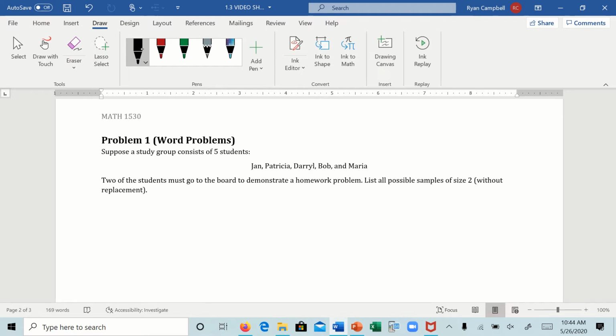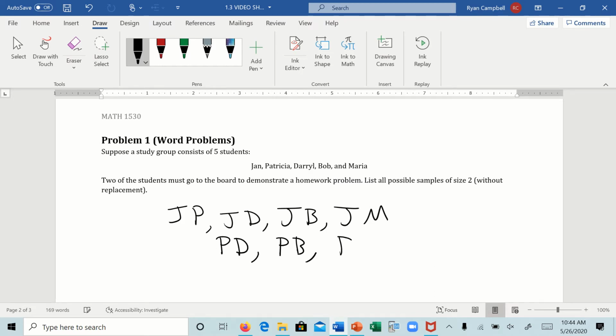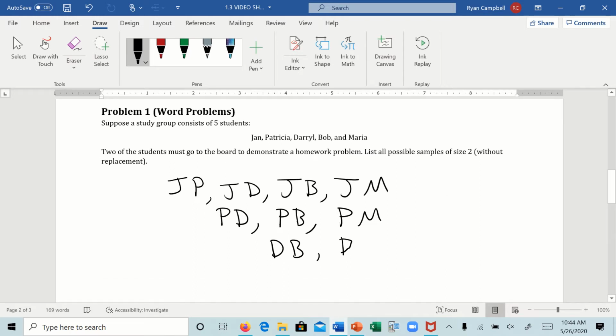So we can see that it could be Jan and Patricia, right? Those 2 could be going up. Jan and Daryl, Jan and Bob, Jan and Maria. So can it be Patricia and Jan? Well, no, because Jan and Patricia and Patricia and Jan, that's the same group, right? So we don't need to worry about that. So it would be Patricia and Daryl, Patricia and Bob, Patricia and Maria, Daryl and Bob, Daryl and Maria, and then Bob and Maria. So these are all of the possibilities for a sample size of 2.